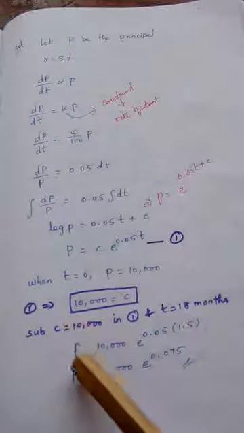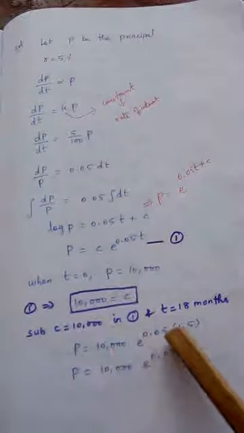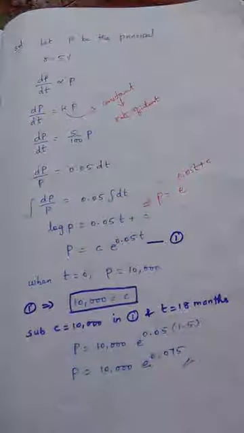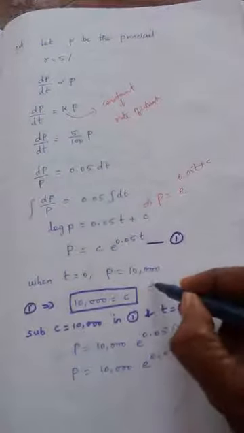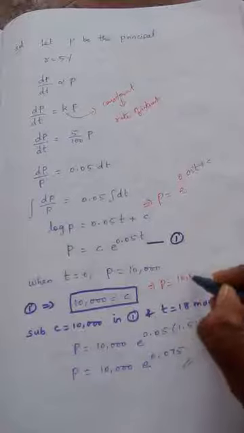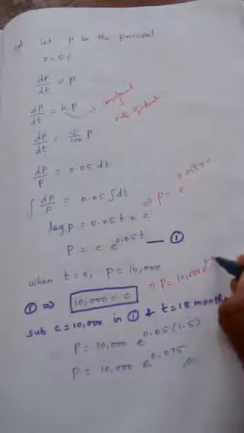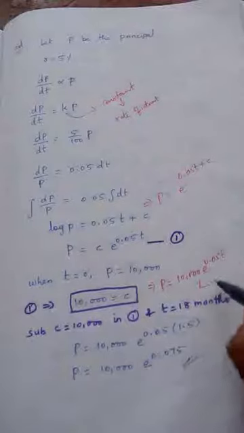What will happen? P is equal to, in place of C, 10,000 e power 0.05 t. Right? I will be writing here. This implies P is equal to, C is what? 10,000 e power 0.05 t. This will be taken as the second equation.